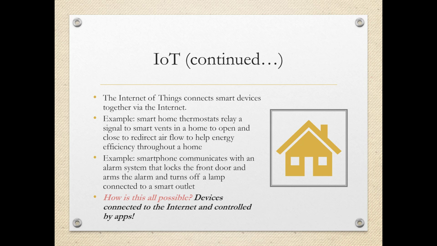Another example would be your smartphone communicating with an alarm system that can lock the front door from your phone using internet, or arm or turn off the system from your phone, or even turn on a lamp connected to a smart outlet. They've got smart outlets that connect to the internet, and it can shut off or allow power through that to turn on or off a lamp or something like that. So how is all that possible? All the devices, power outlets, vents, thermostats, whatever it happens to be, are connected to the internet and controlled by apps or some type of software.